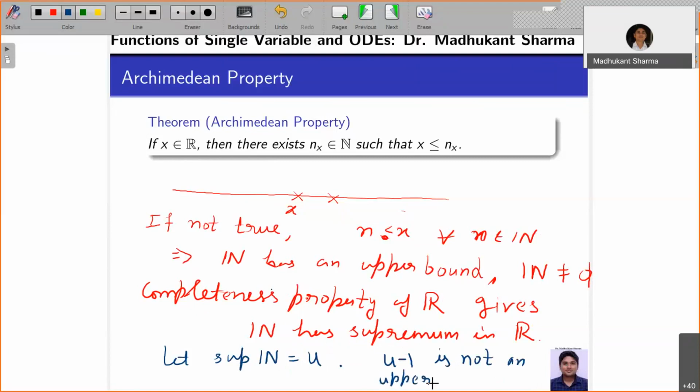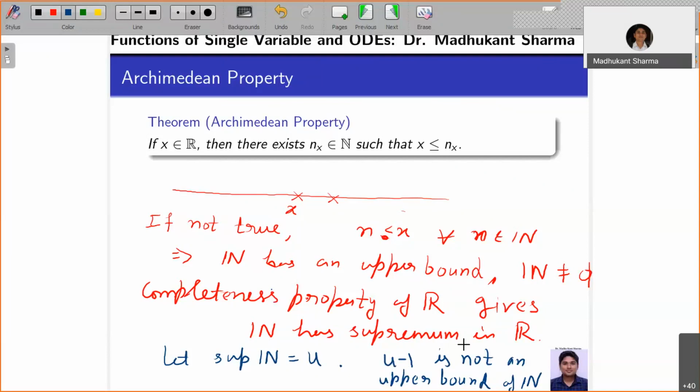Because of the previous result that u is a least upper bound if and only if for every epsilon bigger than 0 there exists an s epsilon in S such that u minus epsilon is strictly less than s epsilon. So 1 is greater than 0, and u minus 1 is not an upper bound of N because u is a least upper bound. If you take slightly left of u, any number, that is no more an upper bound. Otherwise, it would not be the least upper bound. So the answer is u minus 1 is not an upper bound.